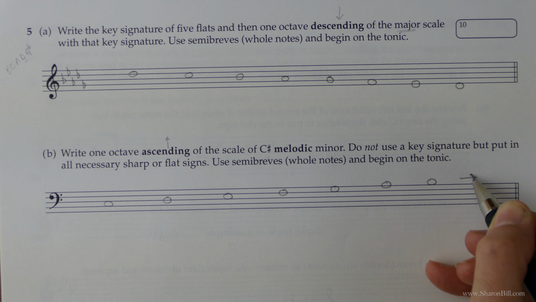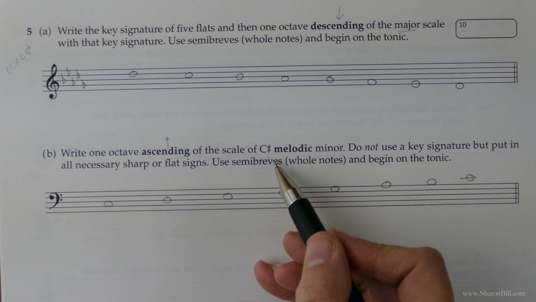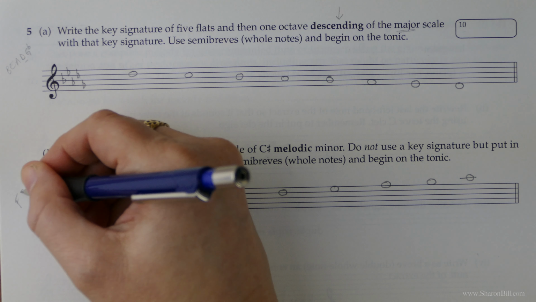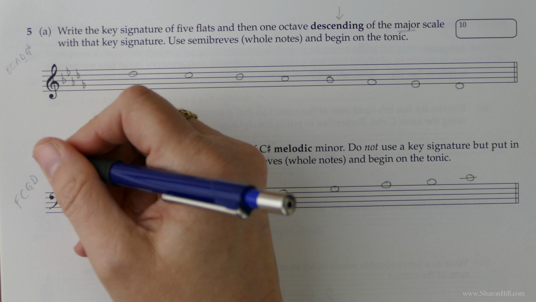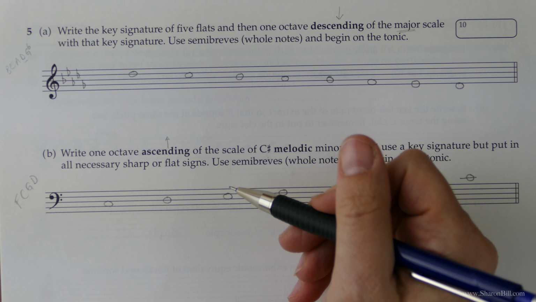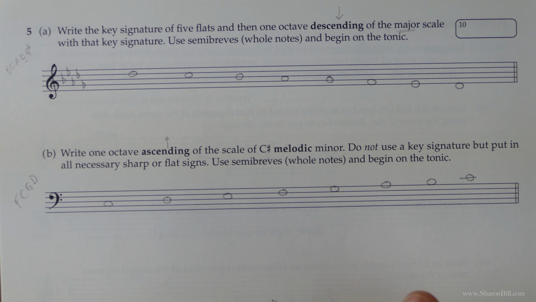B, C, there's my octave in steps. Now C sharp minor is related to E major, which would have a key signature of F, C, G, D sharp. So I'm going to put those in. However, you need to make sure you're working in pencil, because you are going to have to perhaps rub out at times. So let's just do that first of all.